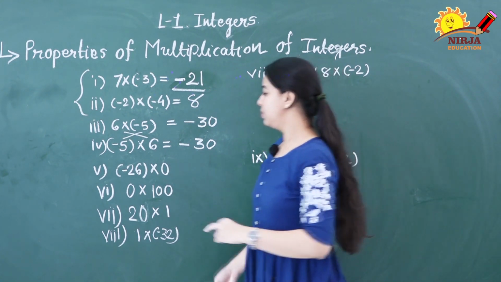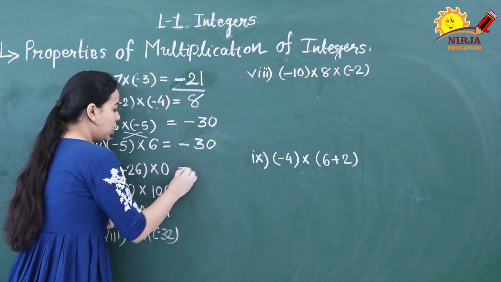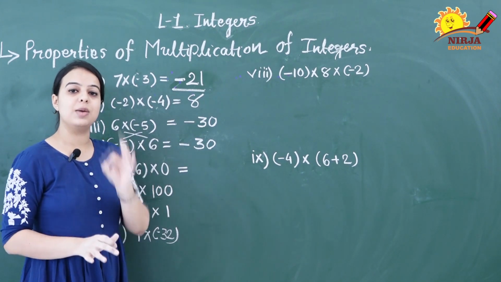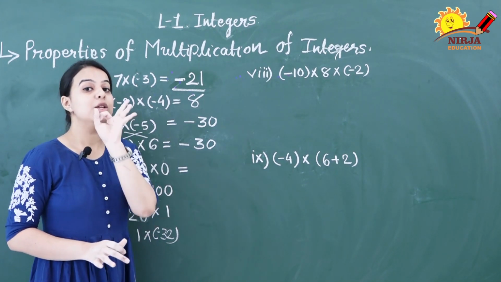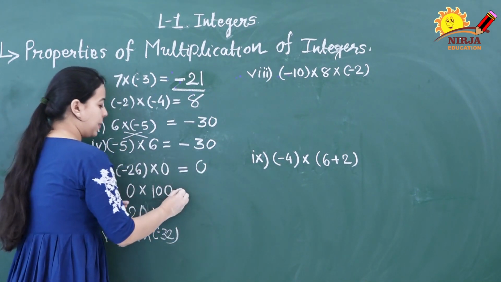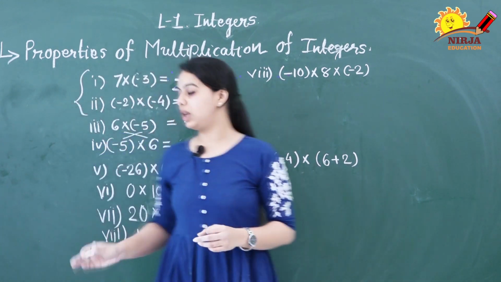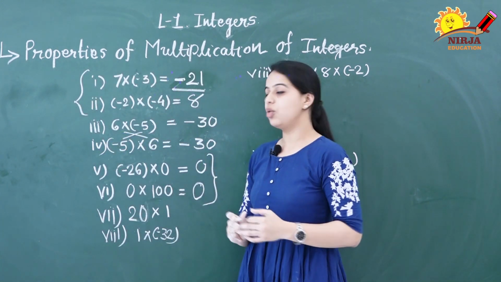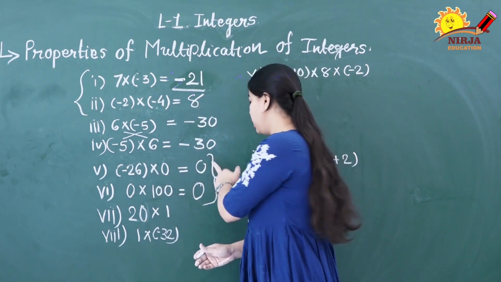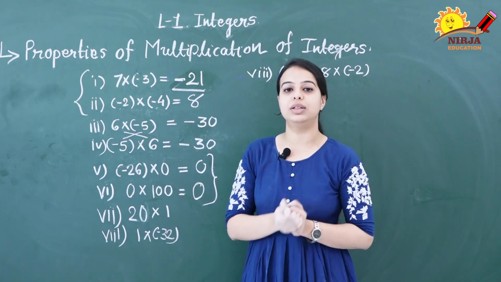Next one is minus 26 multiplied by 0, and as we all know, if we are going to multiply any integer by 0, the result will be 0 always. 0 multiplied by 100, that is also 0. So from these two examples we can state that if we are going to multiply any integer by 0, the result will be 0 always. So this is your multiplication by 0 for the integer.